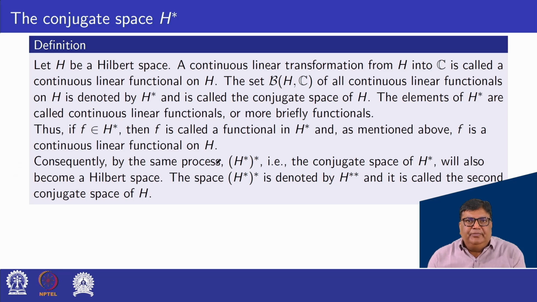Consequently, by the same process, the star of H star, that is, the conjugate space of H star, will also become a Hilbert space. The conjugate space of H star is denoted by H double star, and it is called the second conjugate space of H.